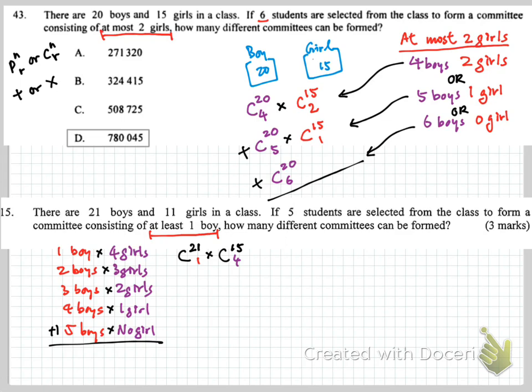So the 1 boy, 4 girl situation, the ways to do that will be 21C1. You have 21 ways to select the boy, so that is 21C1. And then you have to select 4 girls among the 11 girls. So to select 4 girls out of the 11, you have 11C4. So many ways to do that. We multiply them together, and similarly we can do all the others.